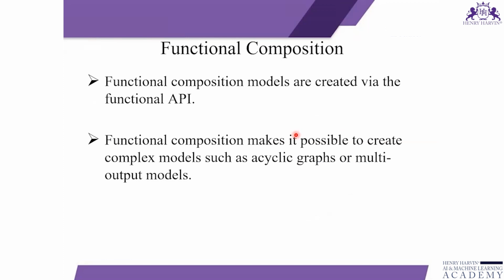So functional composition models are created via the functional API. Functional composition makes it possible to create complex models such as cyclic graphs or multi-output models. So I hope it is clear about the difference between sequential as well as the functional composition. But most of the times we use the sequential models in Keras. But in case you want to intervene in the middle, or if you want to make any changes, then definitely you can go for functional composition, right? I hope till this it is very clear to you.